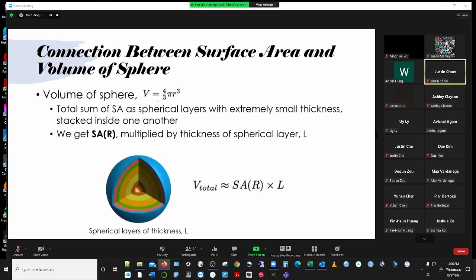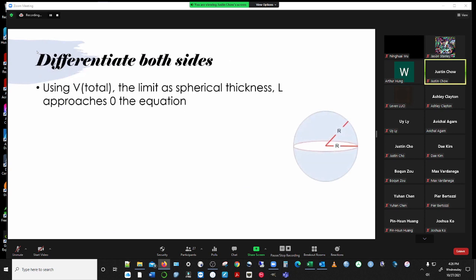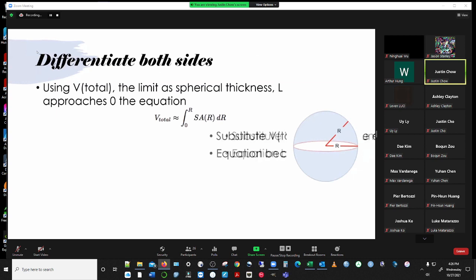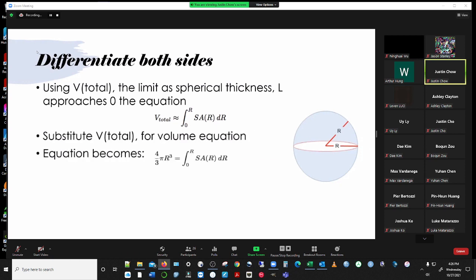So we get the surface area with respect to r, which is the radius of each spherical layer, and we then multiply this by the thickness of each layer, given as L. Using the total volume equation, as the spherical thickness L approaches 0, the equation becomes the surface area with respect to r, dr. And so we substitute the total volume equation for the volume.